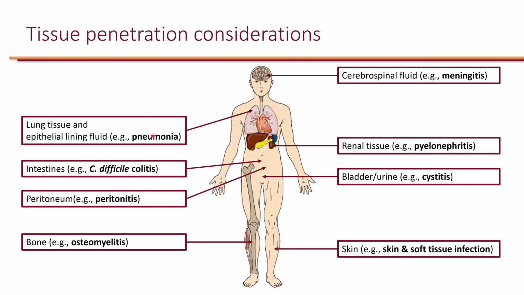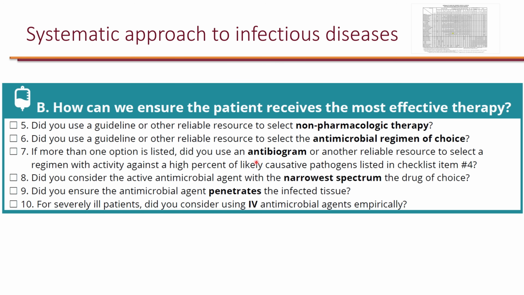And for pneumonia, which is infection of the lungs, you want to make sure there is penetration into the lungs and epithelial lining fluids. So penetration is important. And for severely ill patients, you want to consider using IV antimicrobials empirically, when appropriate. In general, people who are severely ill may not absorb an oral drug quickly. Or patients are sick, so they may be vomiting, and you don't want them to vomit the antibiotics out. So IV in general is initially appropriate, and of course within reason.